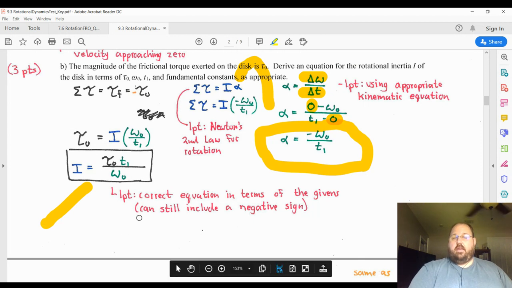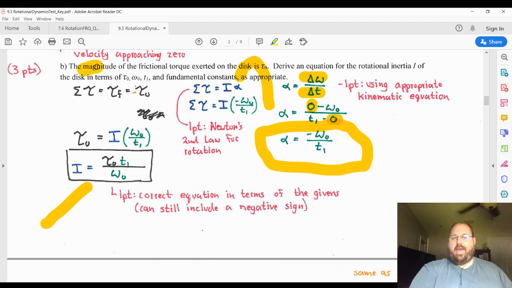If you have a negative sign in there or not, no big deal, because the question just asks you about the magnitude of the frictional force. So if you have a negative sign in there, cool. If not, even better. Okay.